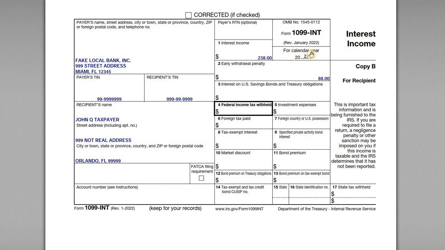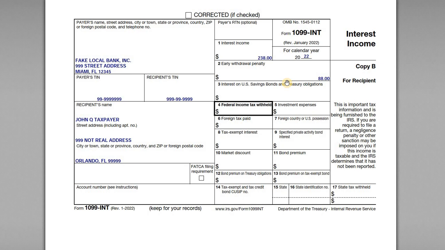Okay, for this video I wanted to cover IRS Form 1099-INT, but specifically I wanted to focus on the Box 2 amount, early withdrawal penalties. So if you see an amount in Box 2, that would generally occur if you were invested in a CD, or certificate of deposit, during the year, and you decided to withdraw funds before the term expired.